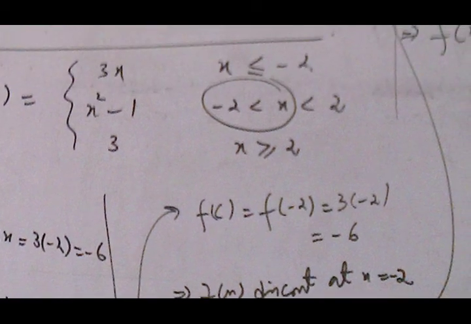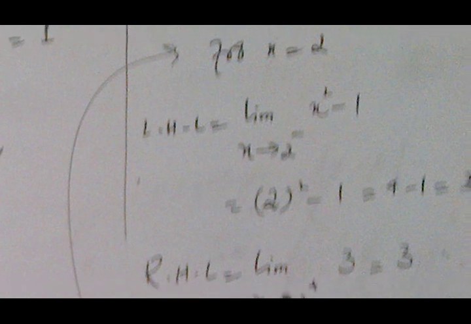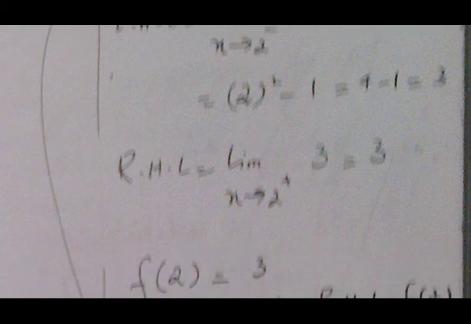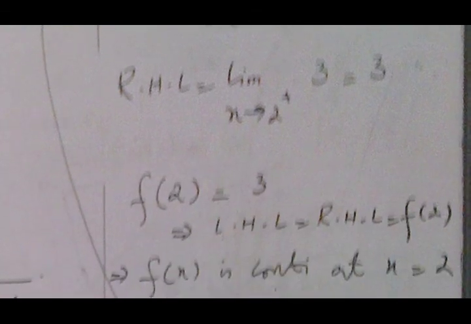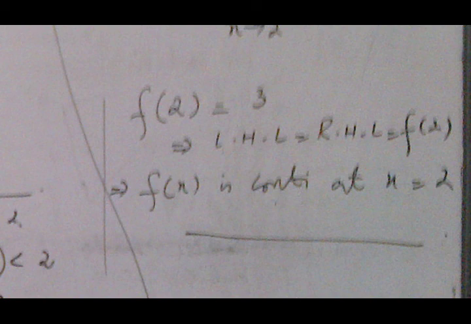Now for 2, we have the second function for x less than 2 and the third function for x greater than or equal to 2, it is 3. Now we find the left-hand limit and right-hand limit, it is only 3, and f of c is also 3, therefore the three values are the same, therefore the function is continuous at x equal to 2.